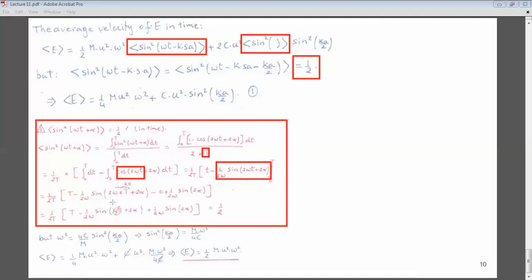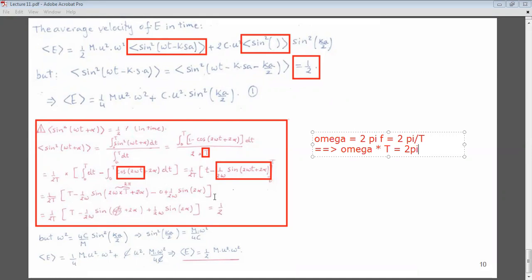If you plug in the values, you will have sine of 2 omega times the period. Here you have to remember that omega is equal to pi f, which is equal to pi over the period, which implies omega times the period is equal to pi. Now I have here sine of 4 pi plus 2 alpha, which is exactly like sine 2 alpha.